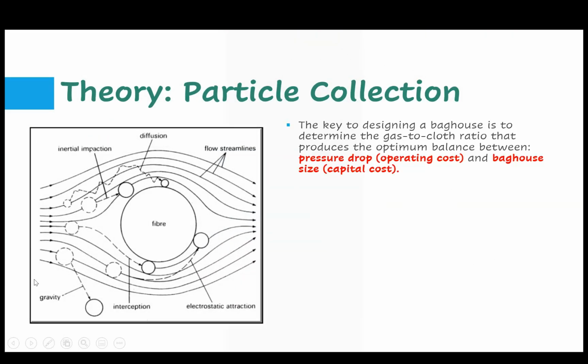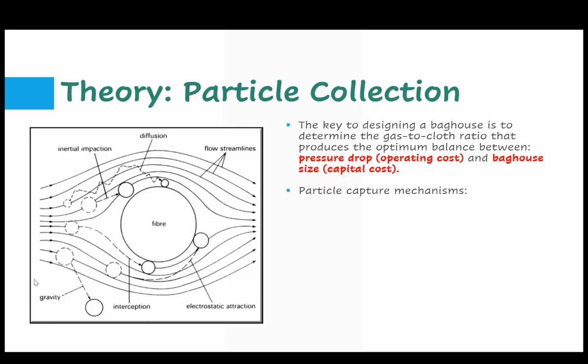The main key in designing a baghouse is to calculate or determine the gas to cloth ratio, which must be an optimal balance between its pressure drop, which will affect its operating cost, and baghouse size, which will affect the capital cost.